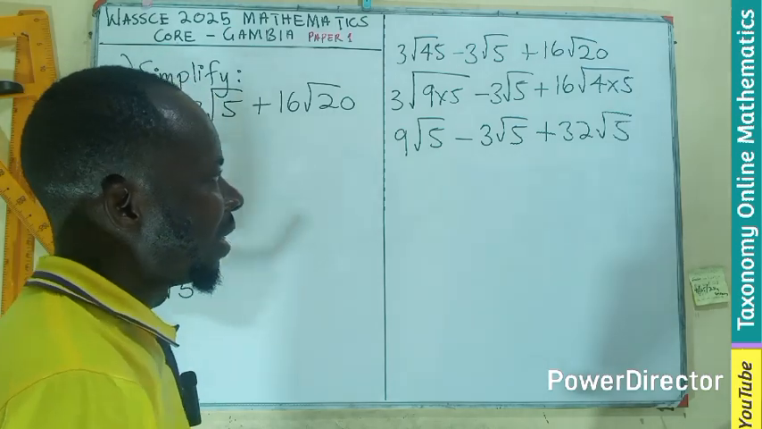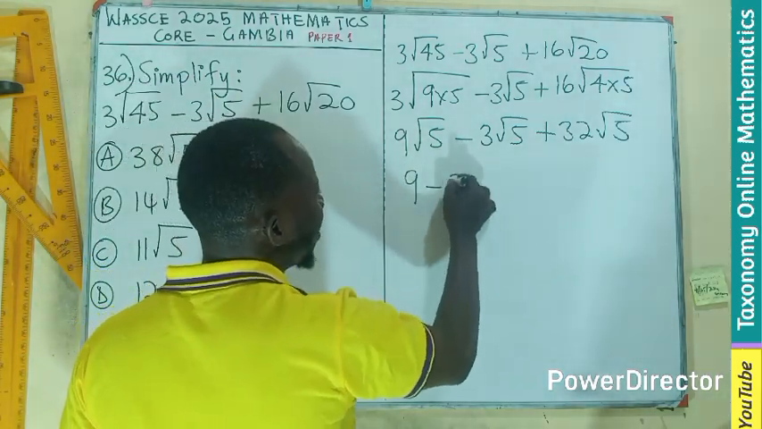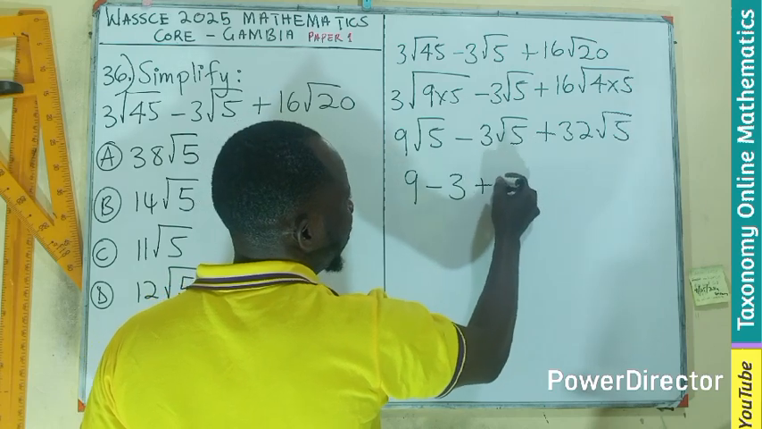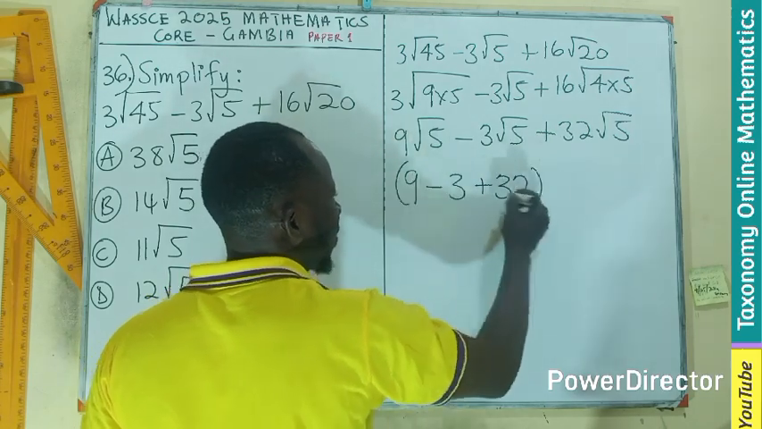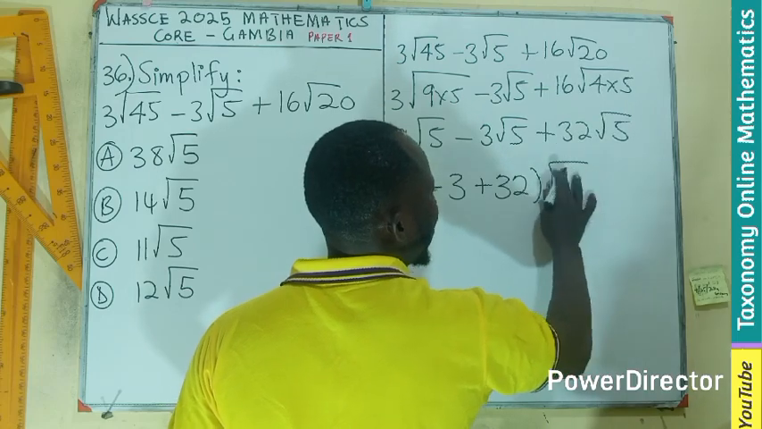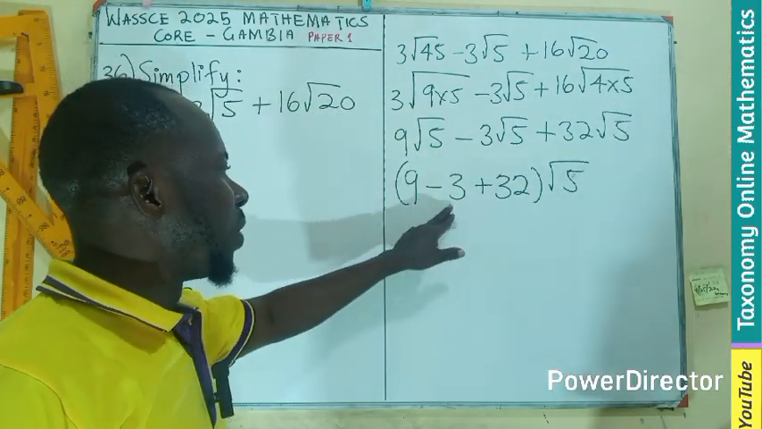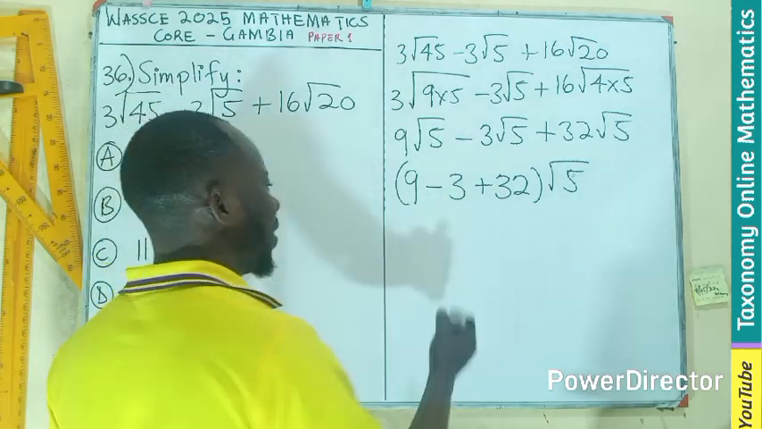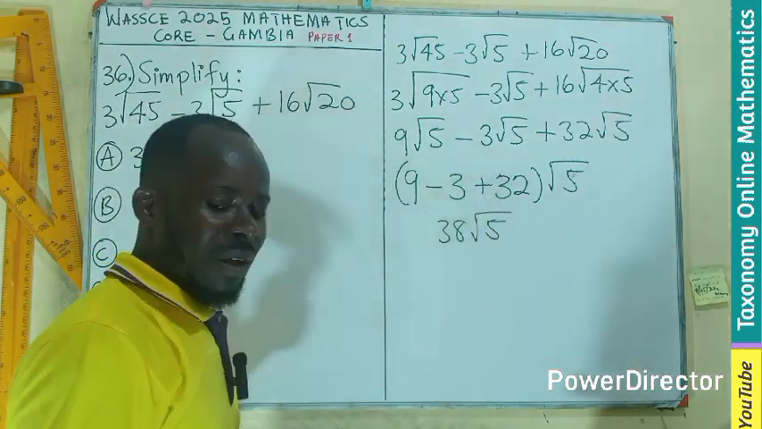So since we have like terms, we pick only the coefficients, or we can just say we factorize the root of 5 out. When we take it out, you will be left with this. This is going to be 6, 6 plus this will be 38, the root of 5.